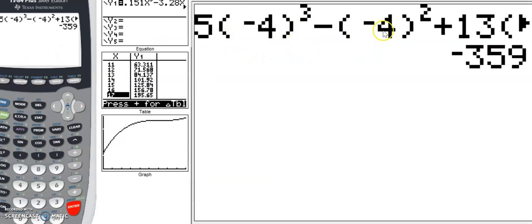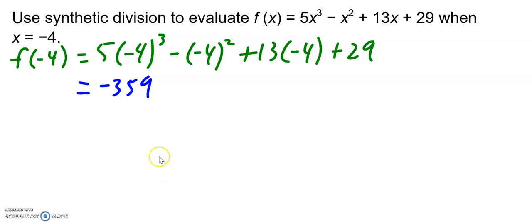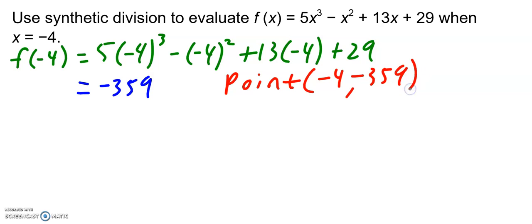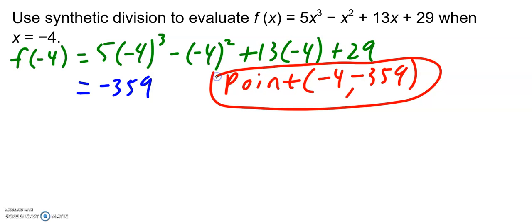Here you can see my work here, and this is what I'm talking about. Notice how I actually put those parentheses in, and then I just hit enter and I get -359. So remember that this tells us the point -4, -359 exists on this polynomial, right? So if I was to graph this polynomial, I know one of the points it would go through would be -4, -359.